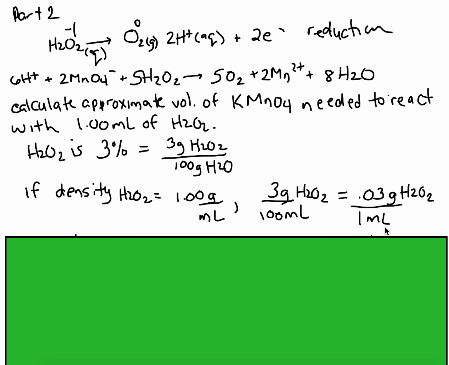If I want to look at just 1 milliliter of hydrogen peroxide, then I'm going to move the decimal place over 2 places in the denominator, 2 places in the numerator. Basically, I'm dividing numerator by 100 and denominator by 100. Then, from this original statement, I am assuming, at least for an approximate calculation, that in every milliliter of hydrogen peroxide, there's 0.03 grams of hydrogen peroxide.